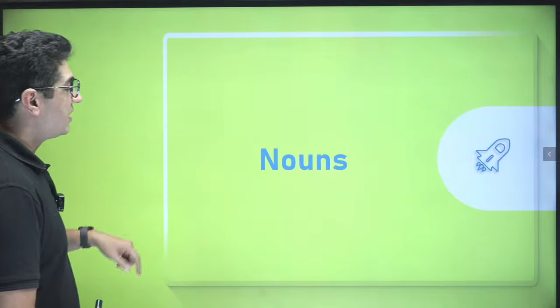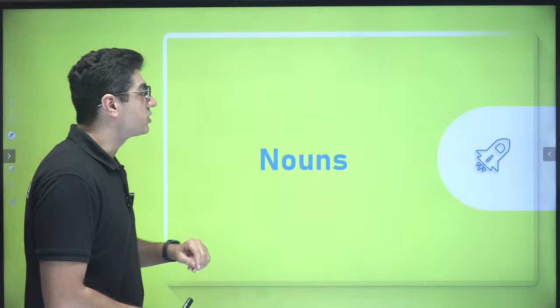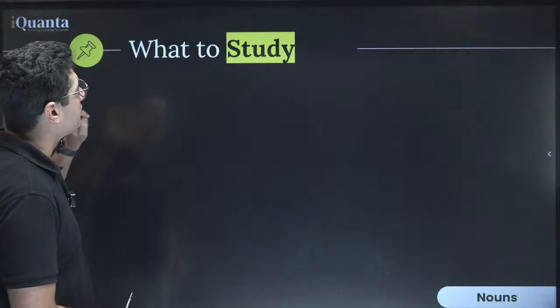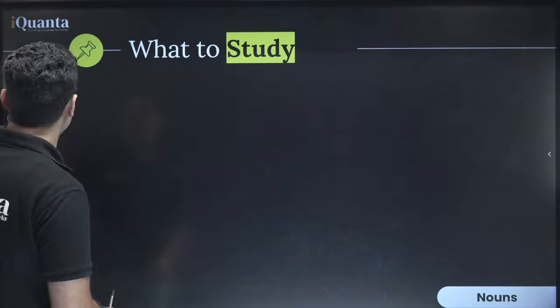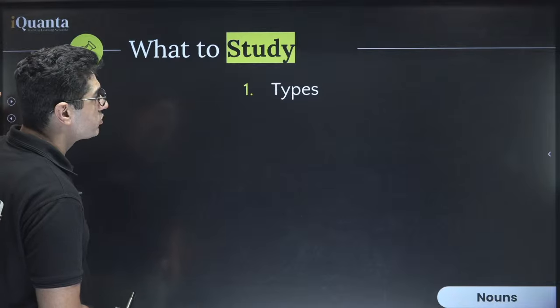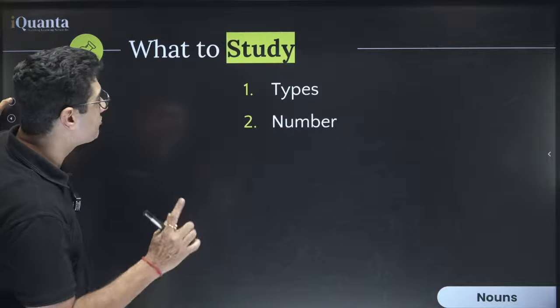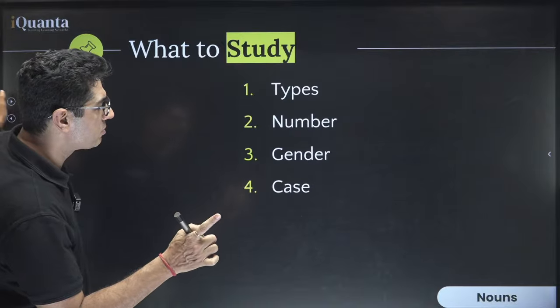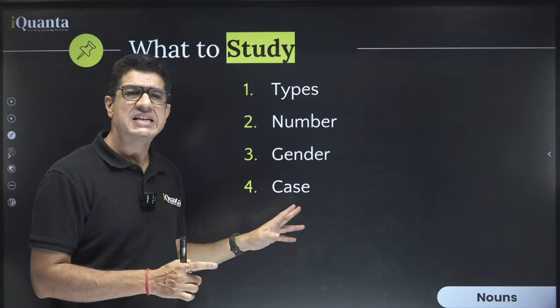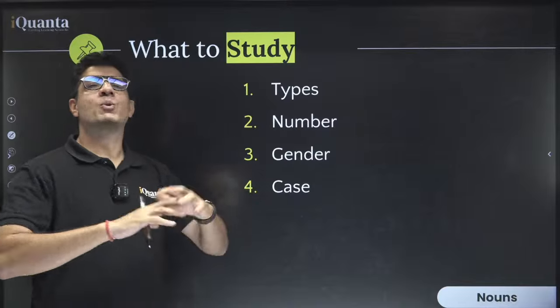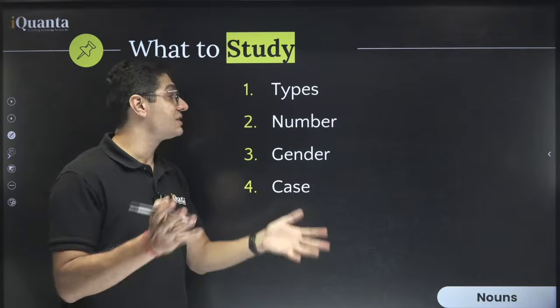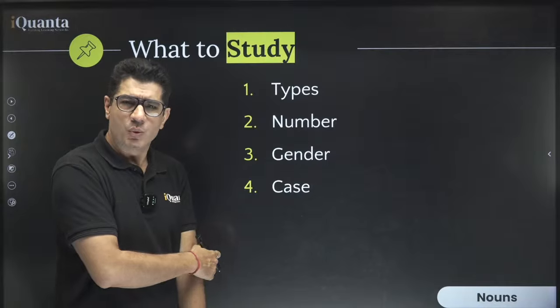Okay, so let's go ahead and start working on nouns. Now, typically when we study nouns, what do we study there? You are supposed to know about these different types of nouns. The nouns happen to have three properties: the property of number, the property of gender, and the property of case. So whatever question is built from nouns has to be built from one of these four areas.